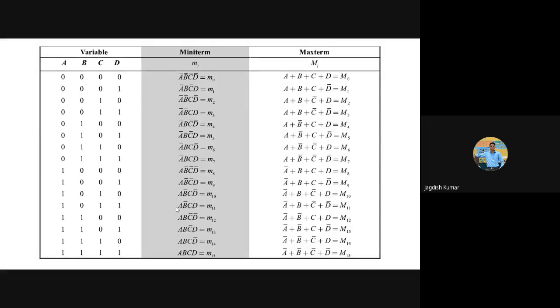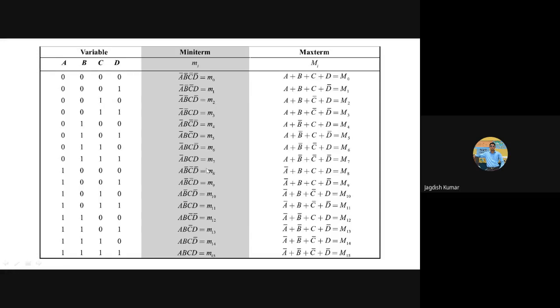So this is a min term called M1. Something worth noting here is that M1 means this only. M2 means 2. In the 4-bit binary number system, this is 2, so you call it M2. If you have to write down the min term corresponding to M2, you have to see the combination here: A bar, B bar, C, D bar.